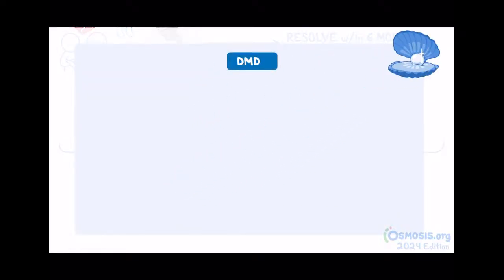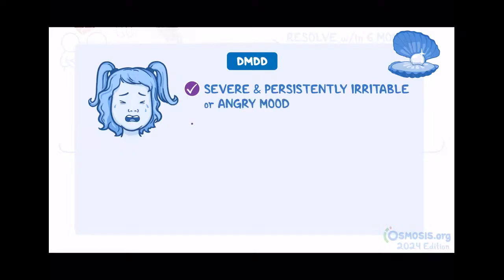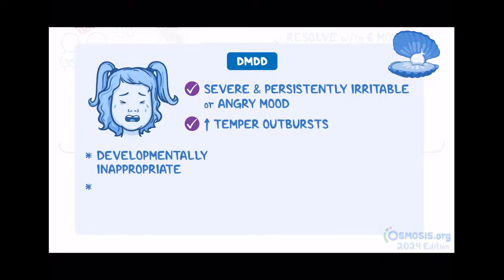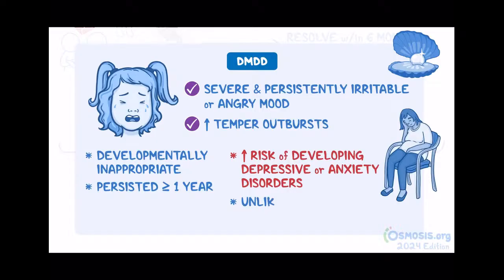Here's one last clinical pearl to keep in mind. Disruptive mood dysregulation disorder, or DMDD, occurs only in children. It's characterized by a severe and persistently irritable or angry mood, along with frequent temper outbursts that are developmentally inappropriate and have persisted for at least a year. Children with DMDD are at an increased risk of developing depressive or anxiety disorders in adulthood, but they are unlikely to develop bipolar disorder.